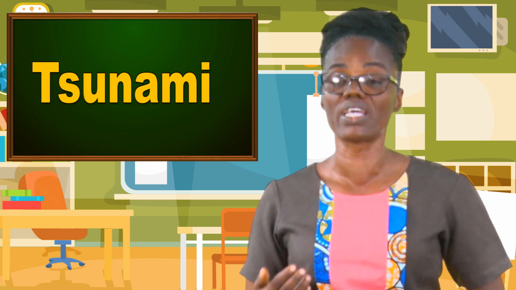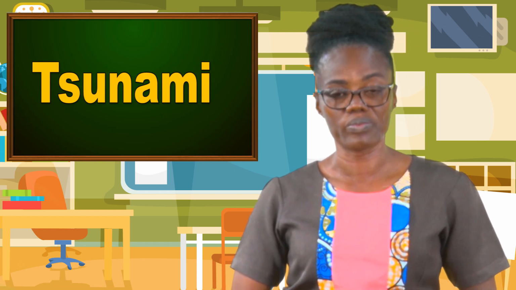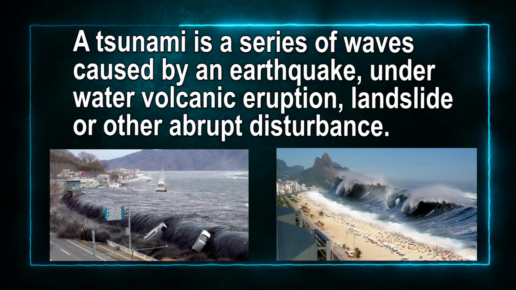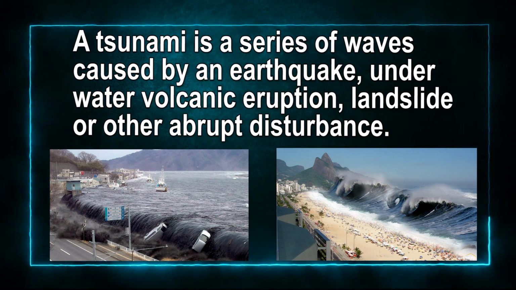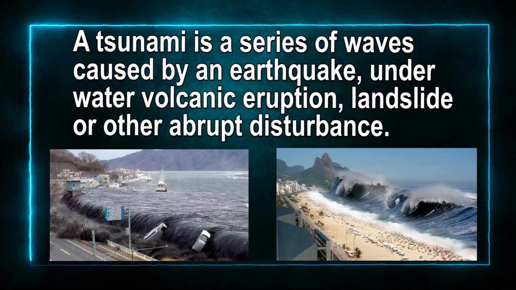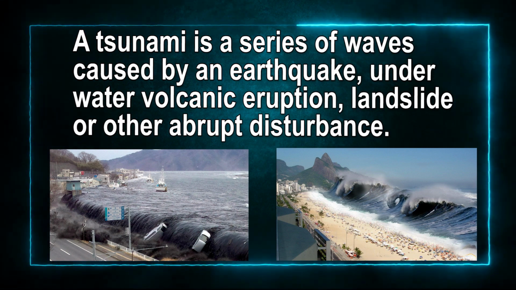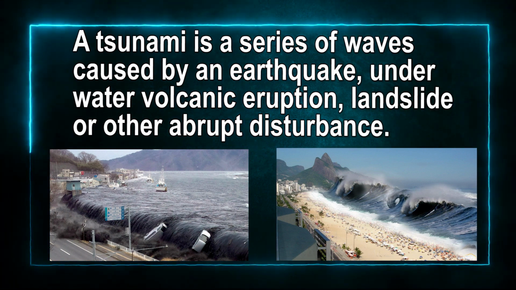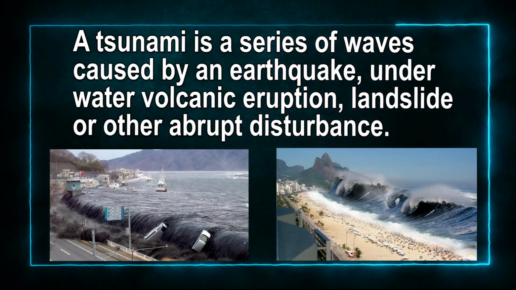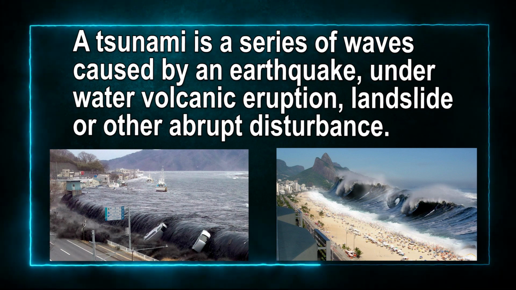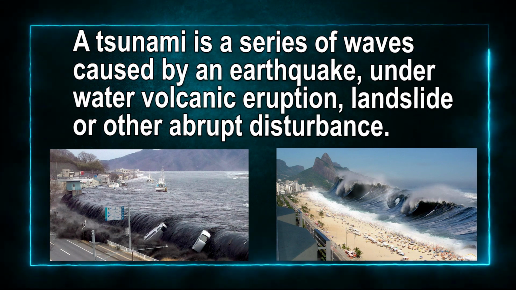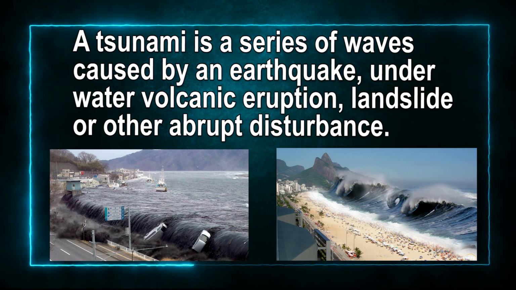So next we will examine another natural disaster, which is tsunami. The tsunami. What is a tsunami? A tsunami is a series of waves caused by an earthquake, underwater volcanic eruption, landslide, or other abrupt disturbance. So a tsunami is a series of waves. As a matter of fact, the waves are huge and high, or as we can say, tall. They go very high up into the air. Now, when a tsunami strikes, it takes away all living things in its path. As a matter of fact, it covers. So, all life that is in the path of a tsunami dies.